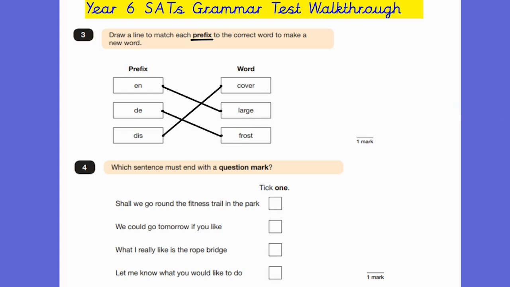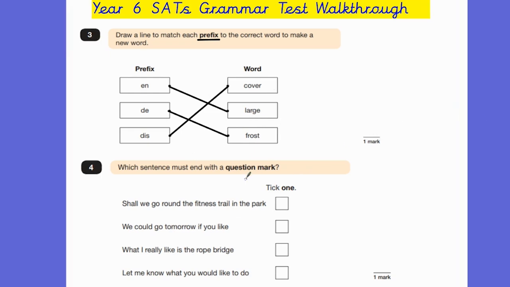Number 4, which sentence must end with a question mark? Now, on these types of questions, they will usually throw a few trickier ones in that children might stumble on. Shall we go round the fitness trail in the park? We could go tomorrow if you like. What I really like is the rope bridge. Let me know what you would like to do. I would know that I should tick, shall we go around the fitness trail? The children might just see what at the beginning of this and think that that's automatically a question because it starts with what, but they need to make sure that they look at all of the different options.